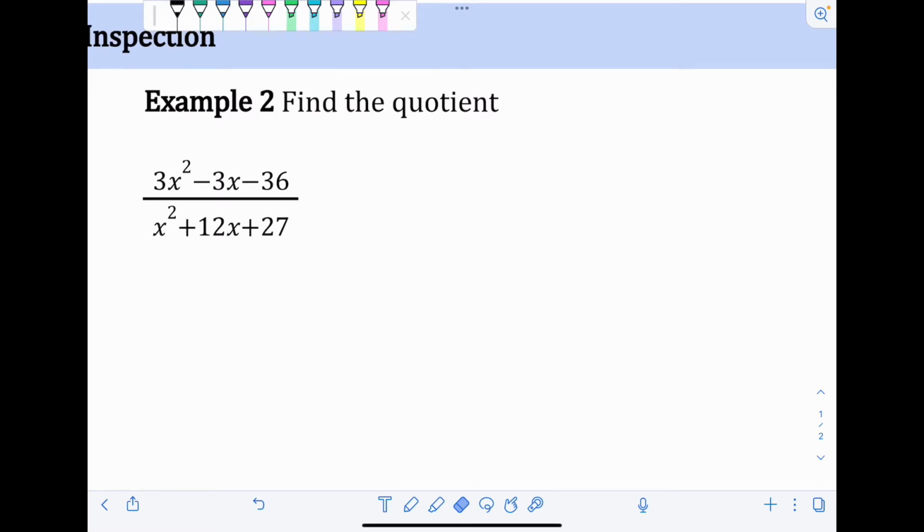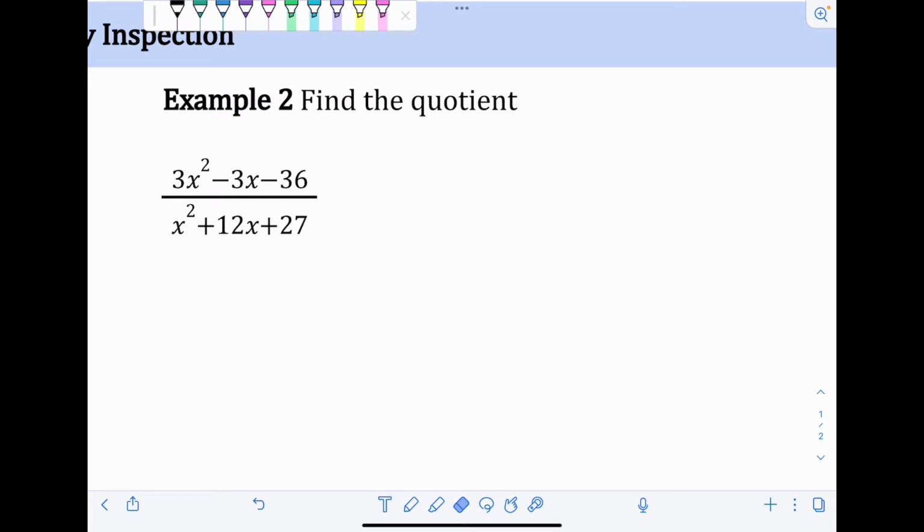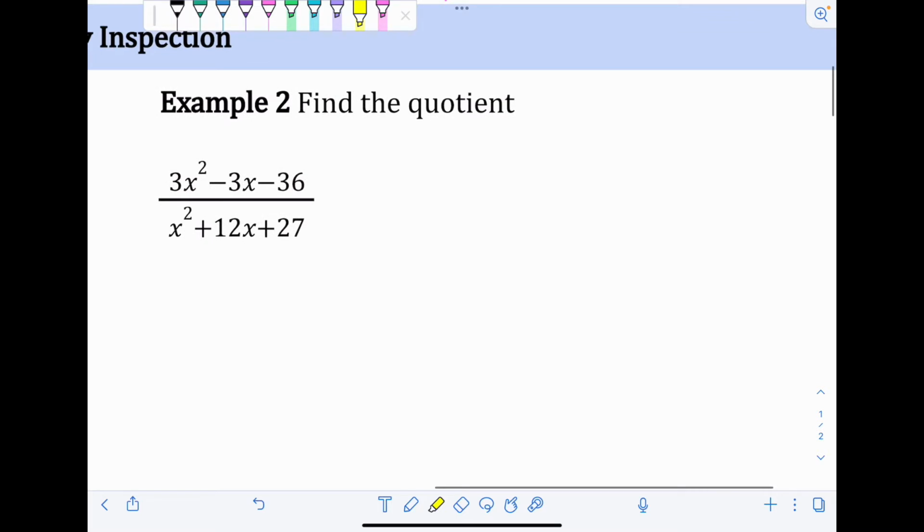Okay, so example 2, it's 3x squared minus 3x minus 36 over x squared plus 12x plus 27. I don't know if I said this wrong. I might have said it weird, but 3x squared minus 3x minus 36. So we've got to make sure everything's factorable.